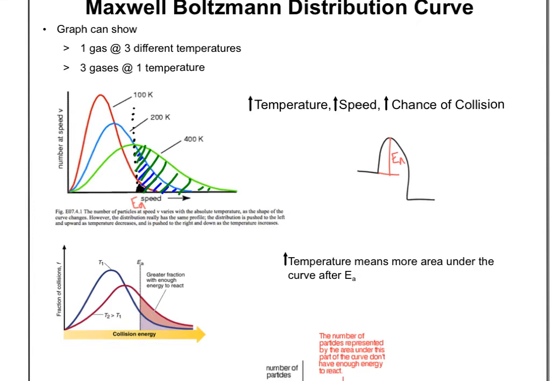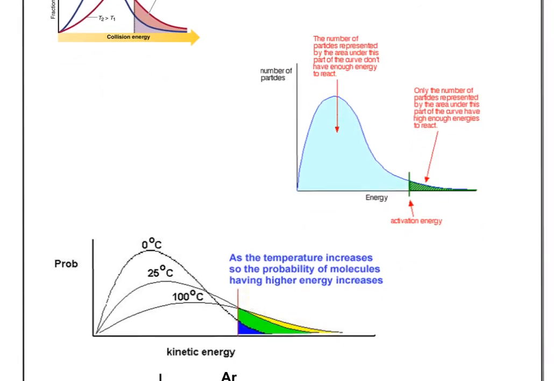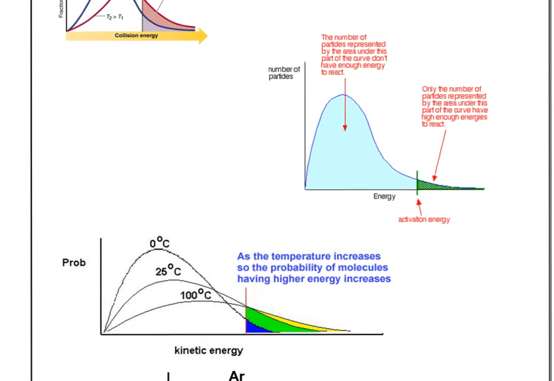Anyways, I heat up the gas. You heat them up, you speed them up. So I increase the temperature, I increase the speed, I increase the chance of collisions, which means the area under the curve after the activation energy represents successful collisions. If I have faster moving particles, there is more area under this curve representing more successful collisions. These collide, but they don't have enough energy. These collide, but because they're after the activation energy, they have enough energy to actually have a reaction.